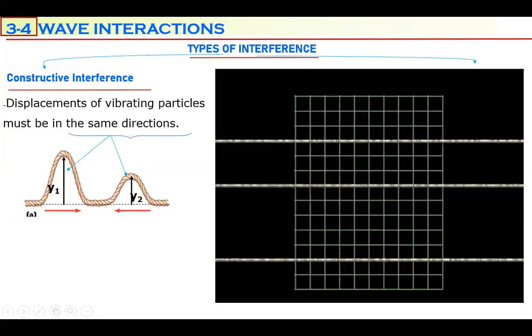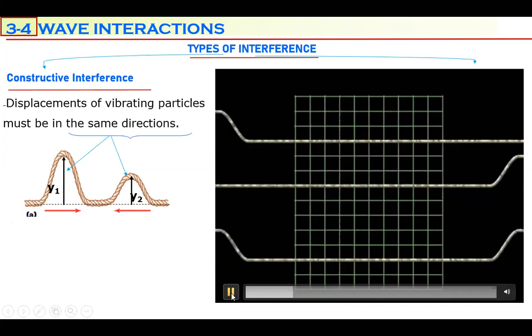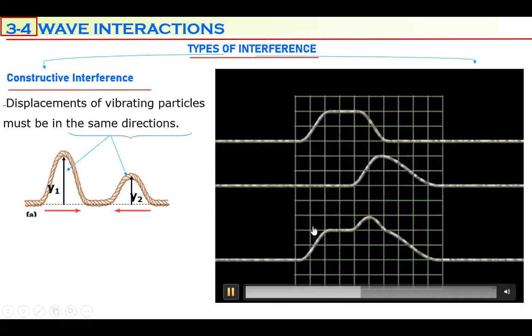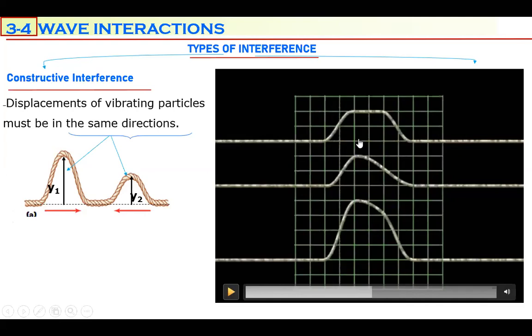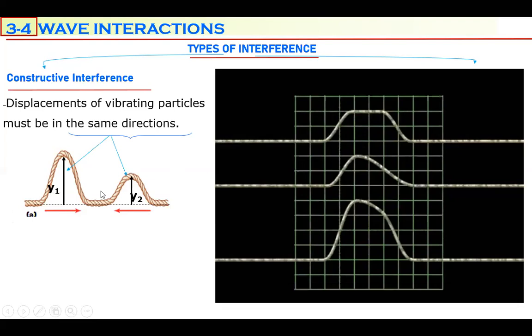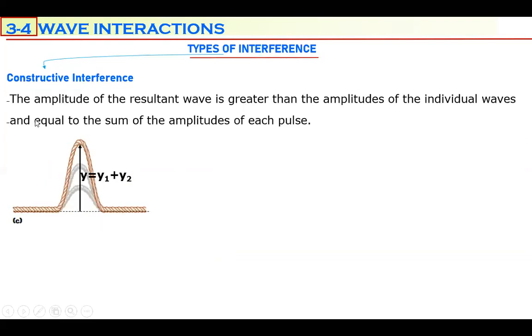Okay, let's do it again. So they're approaching, and now look here. This is the amplitude of the first wave, which is 2 units. This is the amplitude of the second wave, 2 units. But the resultant wave is 2 plus 2, which is 4. So as you see, the amplitude of the resultant wave is the sum of the displacements of each individual wave. When you add y1 and y2, you get the amplitude of the resultant wave. So the amplitude of the resultant wave is greater than the amplitudes of the individual waves and equals the sum of the amplitudes of each pulse.